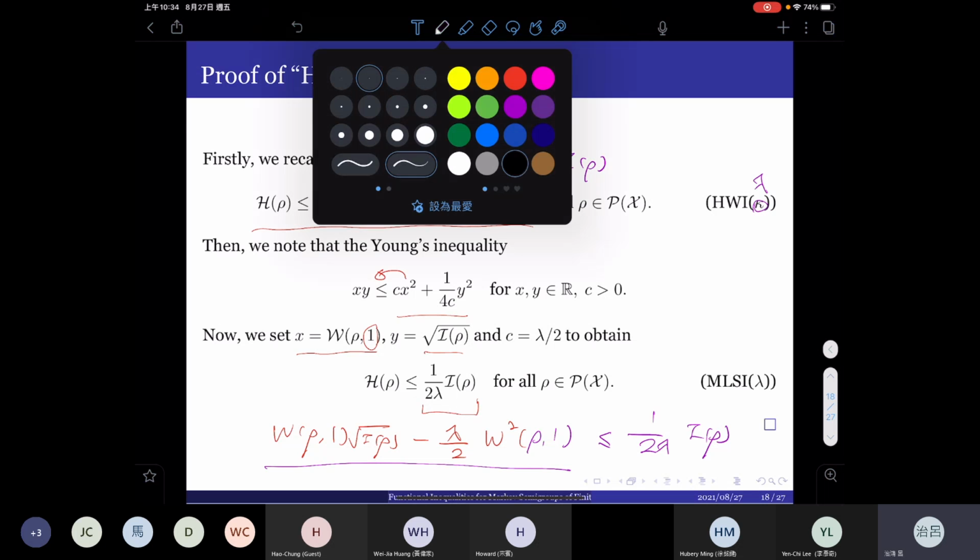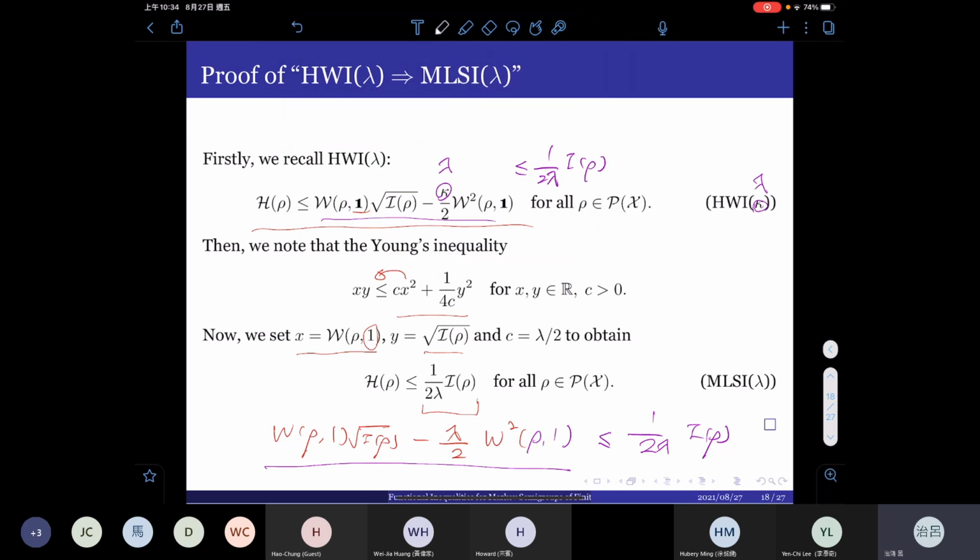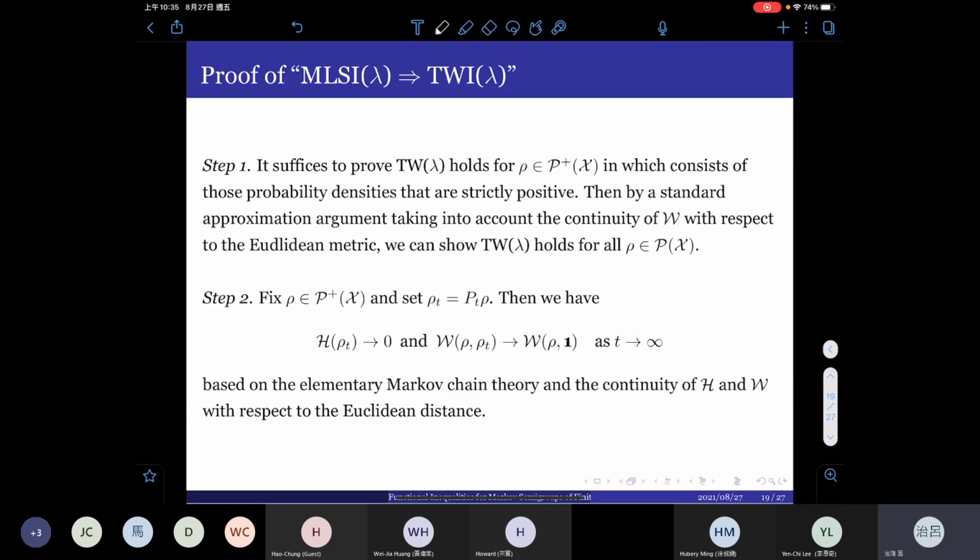And we just modify, because we need to find a suitable modified log Sobolev inequality in the quantum sense and the HWI inequality. And next, we show the modified log Sobolev inequality implies the TW inequality. And the TW inequality means this. Because I have no space to put it, I write it here. For all rho in the space.